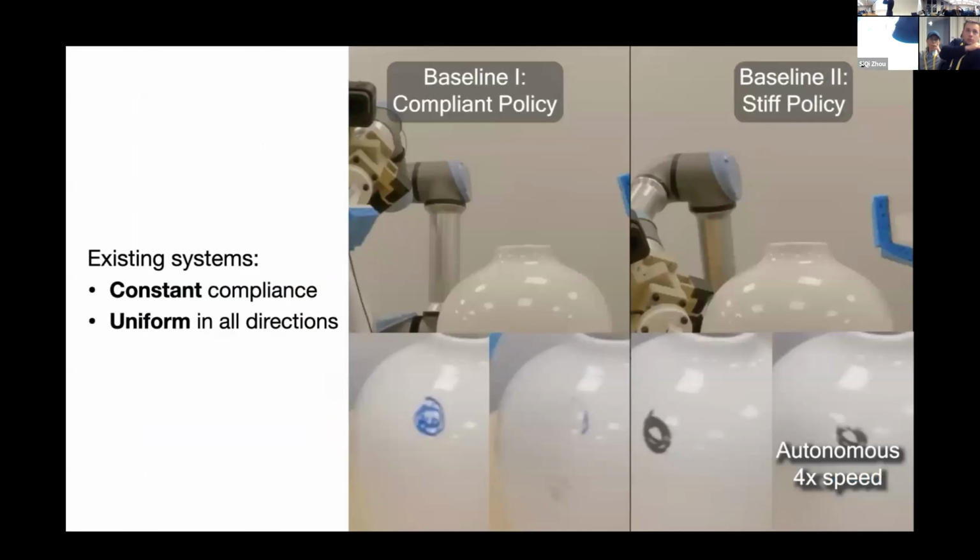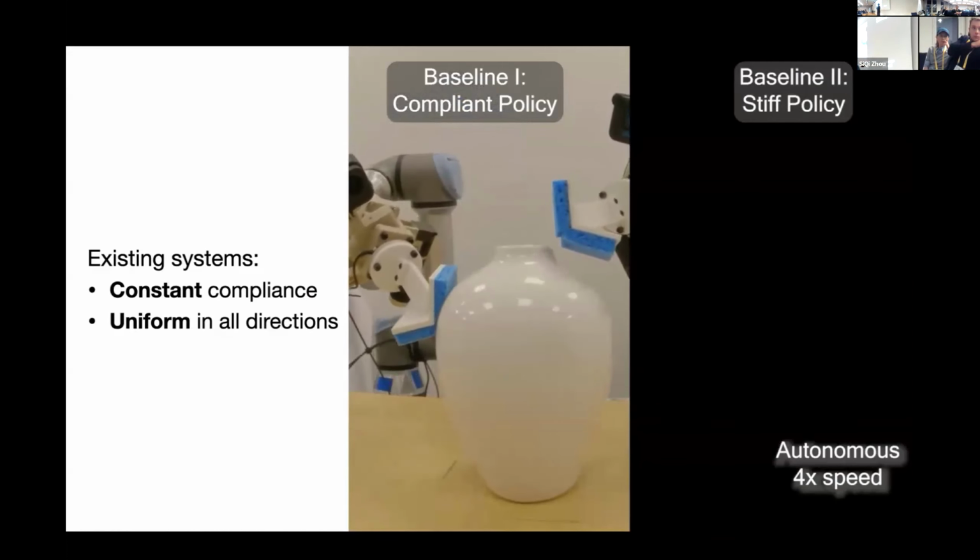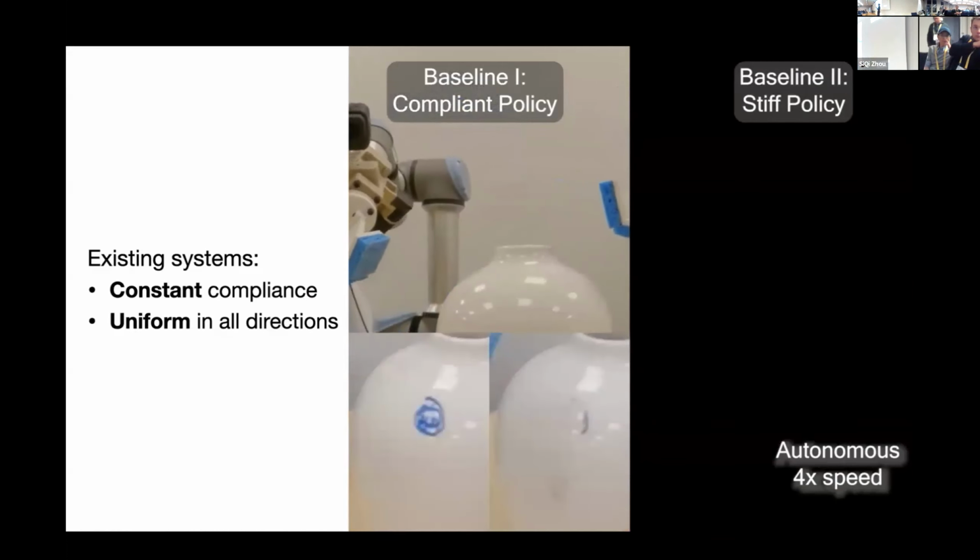Because of that, if you look at most of the existing systems that use compliance, they often just use a constant compliance that is uniform in all directions. As a result, it's very hard to find the right compliance profile for the given task. For example, if your policy is too compliant, it will lose the ability to track the target very precisely.